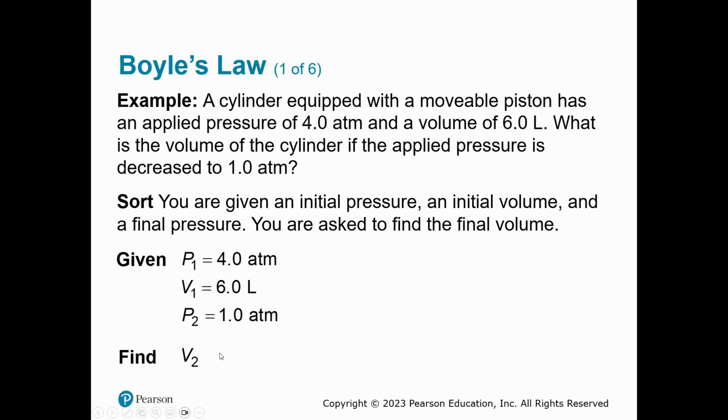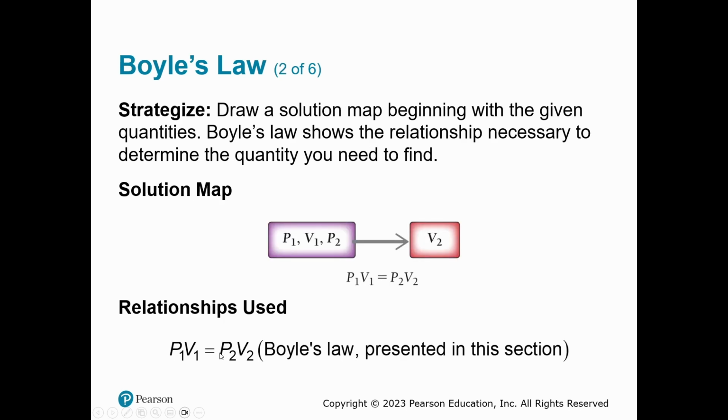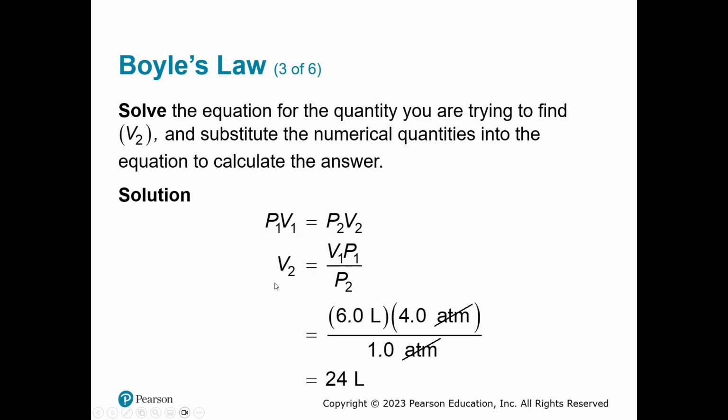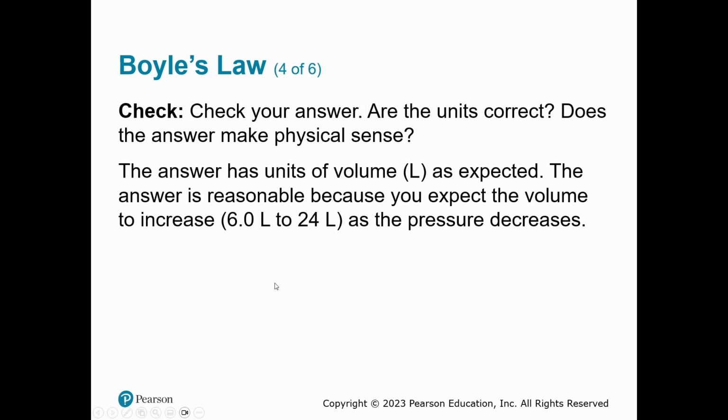So we have P1 times V1 equals P2 times V2. We just need to divide by P2, and then we get V2 all by itself. This could be a solution map that you could come up with. We could then plug everything in given the values and find out that the second volume given this pressure change is equal to 24 liters.